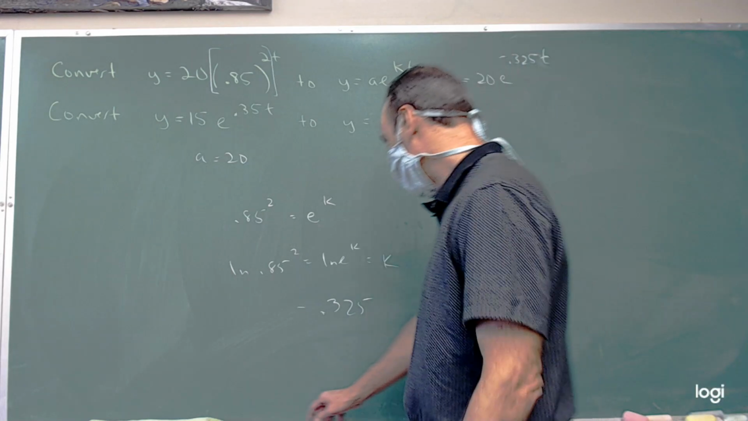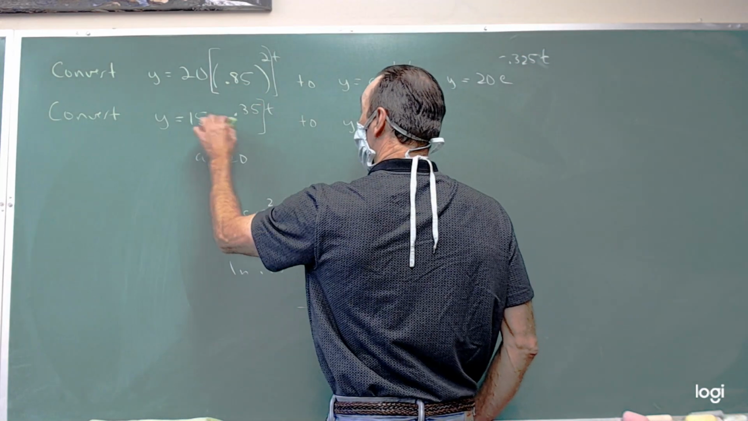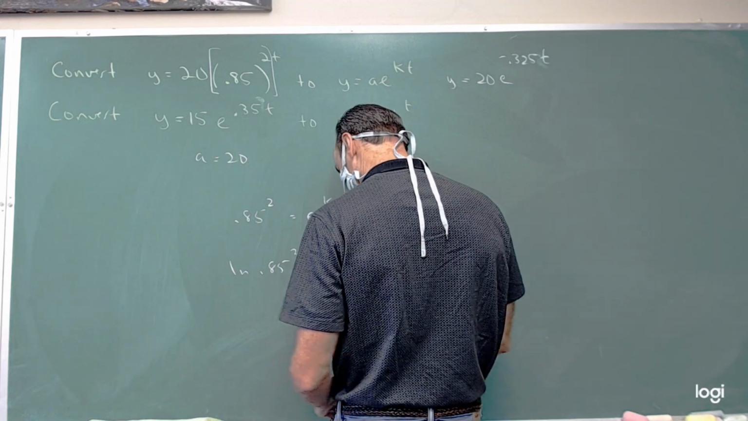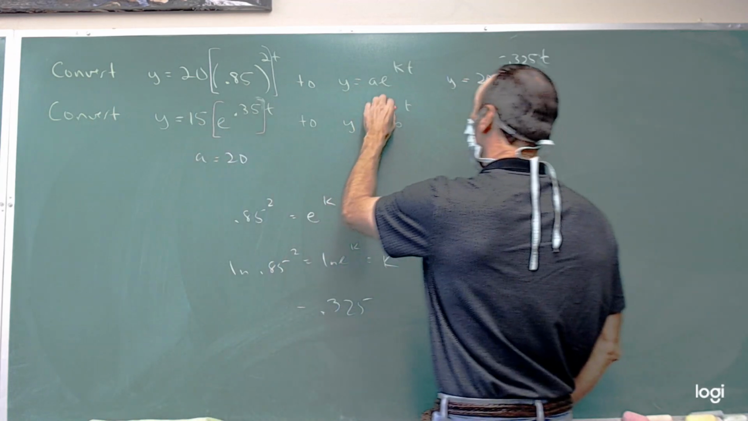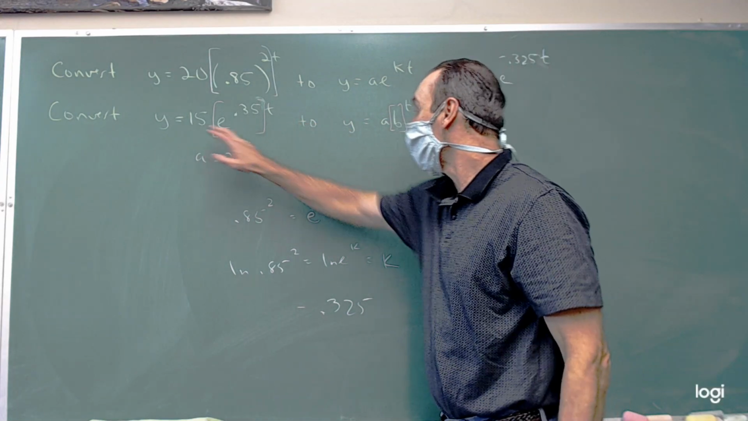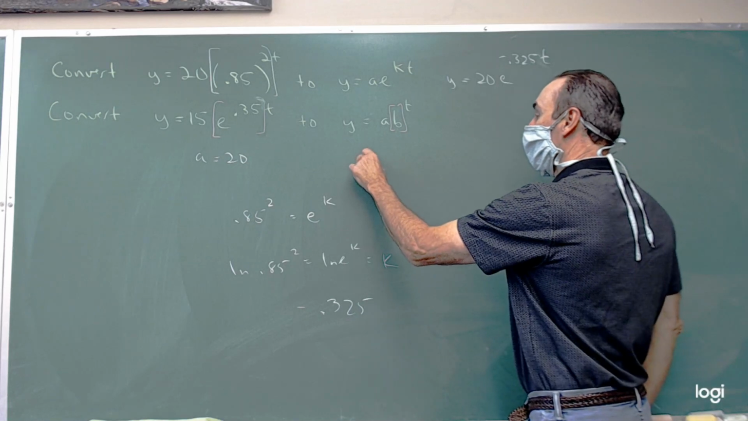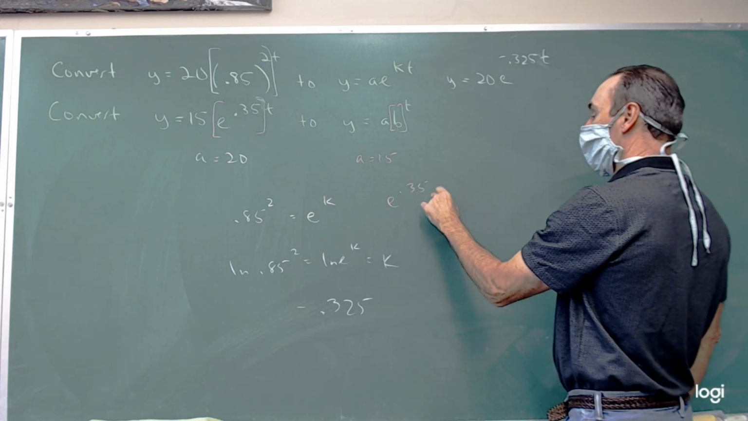So are we hopefully seeing that we want B? We're trying to see that this is going to be our B. So again, when you plug in 0, this 15 is going to be that A. And so we're going to get e to the 0.35 is going to be our B.